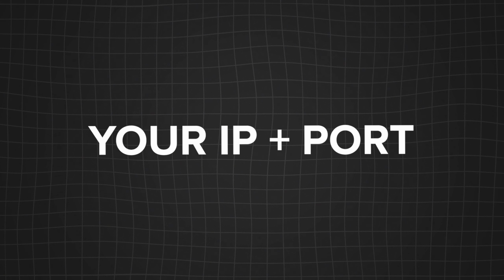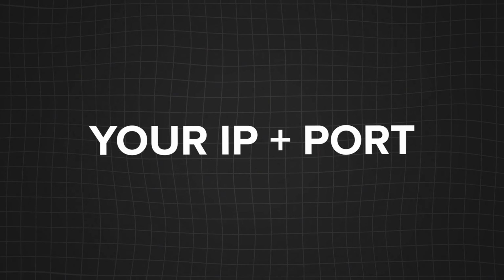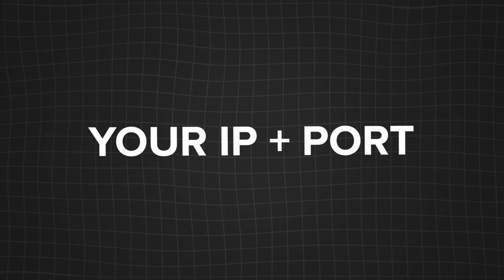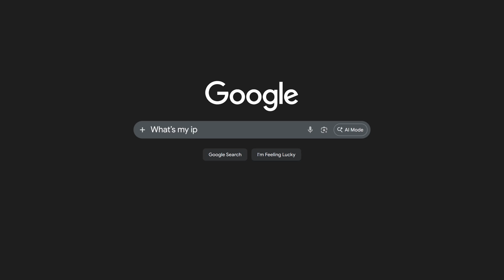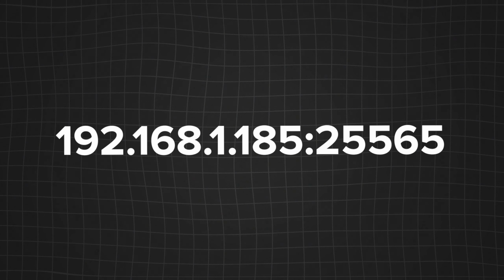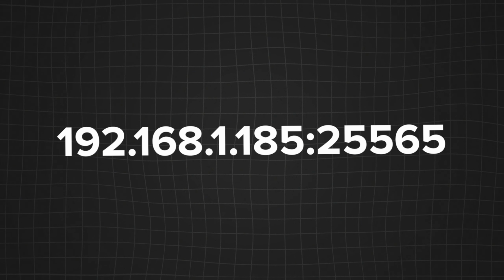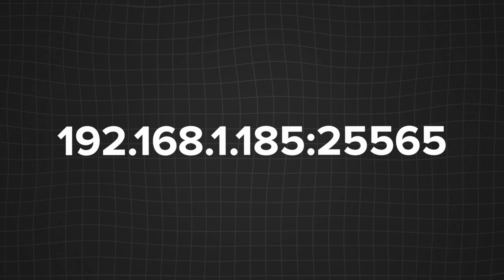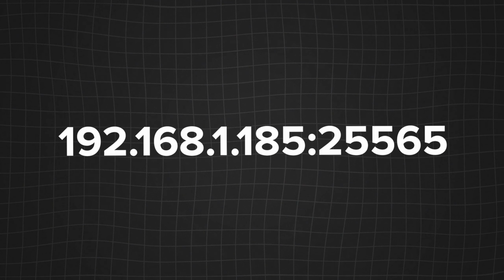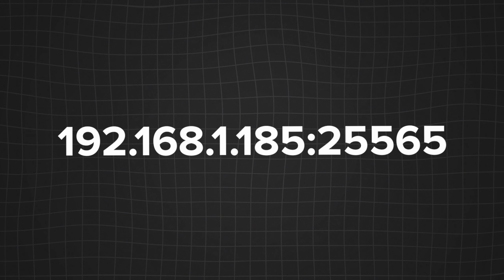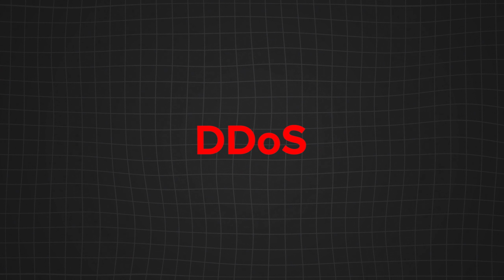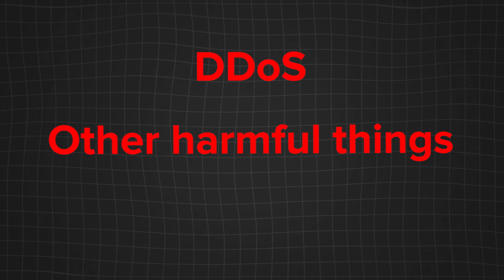To join the server, use your own IP address plus the port you just opened. If you don't know your IP, you can just Google "what's my IP?" and when all of that is done, your IP should look something like this. But be sure to only share this with the people you trust. Giving your personal IP to random people is not a good idea. They can potentially DDoS you or do other harmful things.